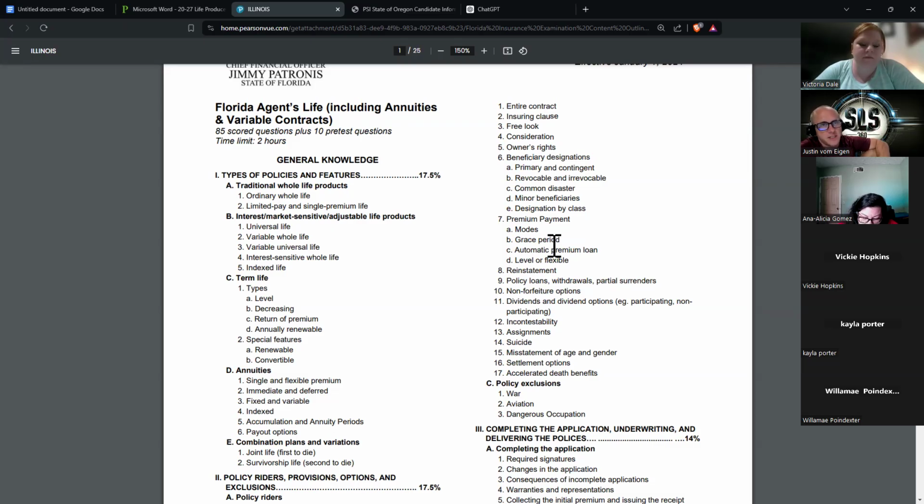And if the insured dies during the grace period, the benefit is paid out minus the premiums that are due. Any questions about grace period?